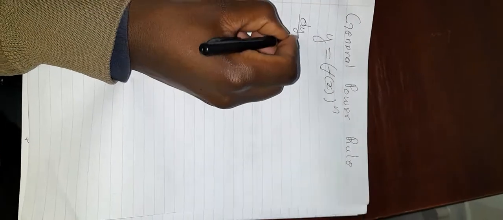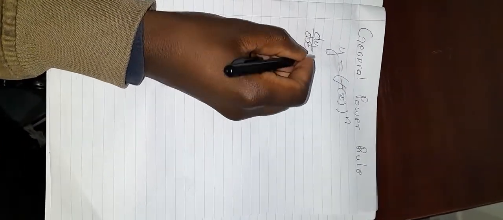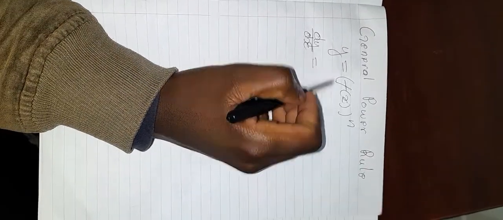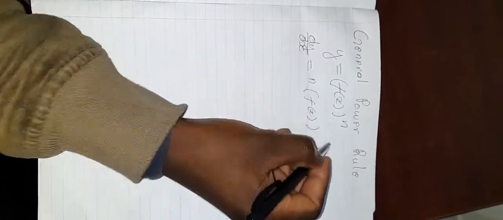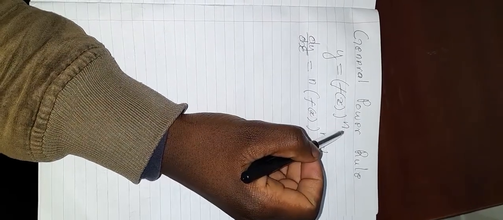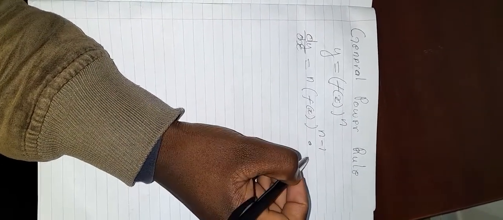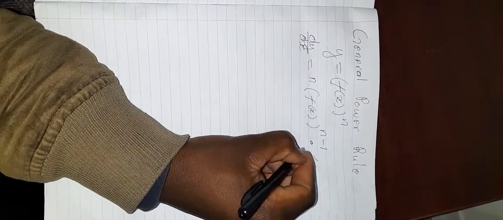So now the question says you have to find dy over dx or f prime of x or the derivative for that function of the power n. So what are you going to do then? Simple. dy over dx is equal to, take this guy and multiply with this guy. Then you subtract 1 from that guy, and then you multiply with the derivative of this guy, which is f prime of x. All right, I know you didn't understand me, so I'll just go to the examples.